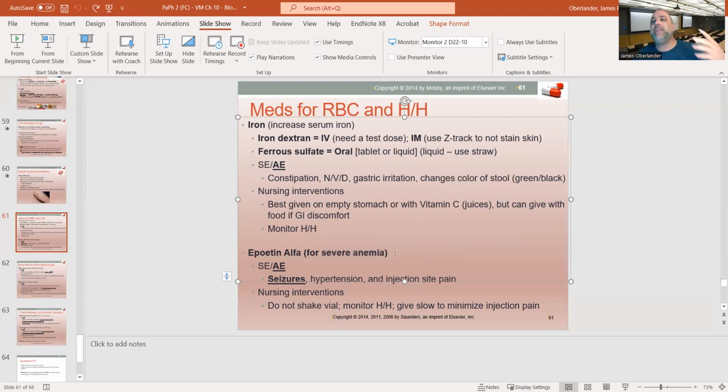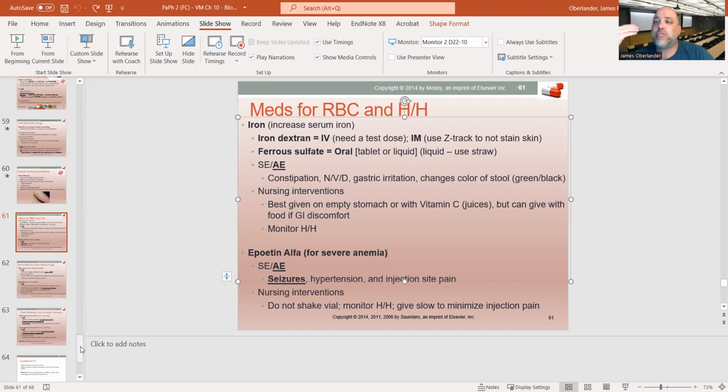What does erythropoietin do? I think it was mentioned. It is produced by the kidneys. Excellent. Erythropoietin, what does it do? It stimulates red blood cell production.